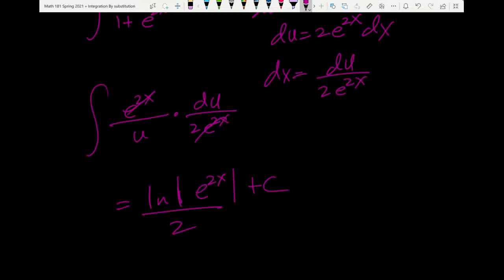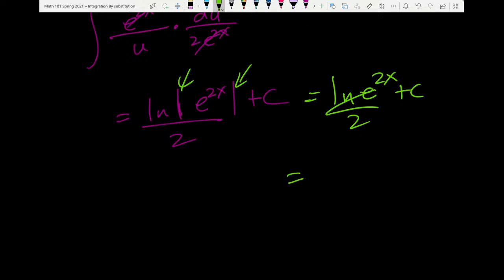Well, this becomes redundant because e to the 2x is positive, and you don't even need to do that. You just write e to the 2x plus c over 2. Wow, look at that. Cancels out, and you get 2x over 2 plus c. Did I make a mistake somewhere? Wait a minute. Oh, I made a mistake right over here.